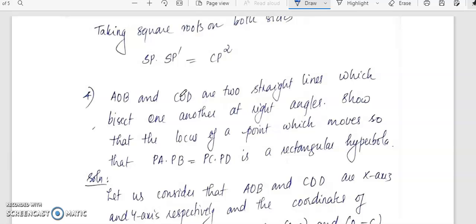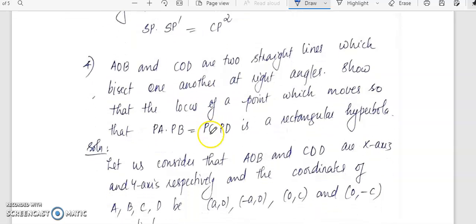Now the coordinates of A and B. Since the origin is bisecting the line, the coordinates will be of the form A(a, 0) and B(minus a, 0). So the origin will bisect the line AOB. Similarly, take the coordinate of C as (0, c), and D will have the coordinate (0, minus c).